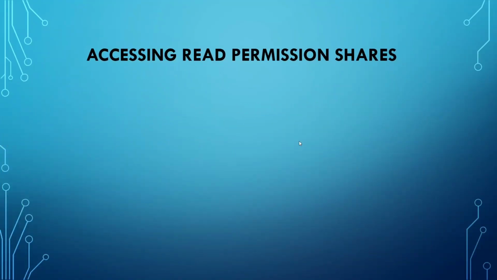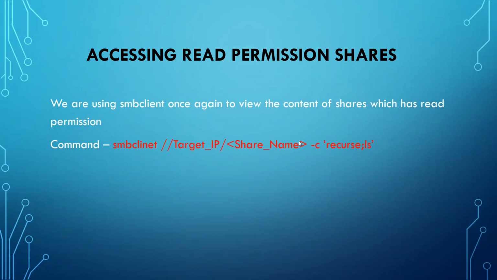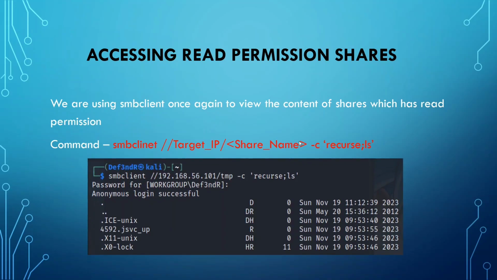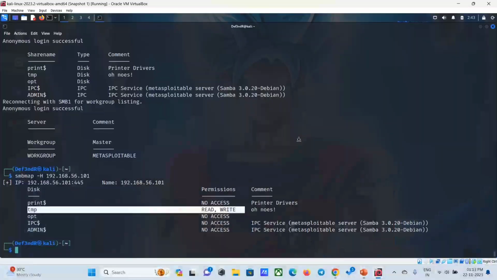Accessing a read permission share. As I said, this time we are once again going to use the SMBClient tool to view the content of the temporary directory, because that only has read and write permission. The command to do this is here, and the output is shown here. You will see it in Kali itself. The SMBClient syntax is double slash, the IP address of the target machine, which is Metasploitable, 192.168.56.101, and the directory we are trying to access is the temporary directory, so TMP.